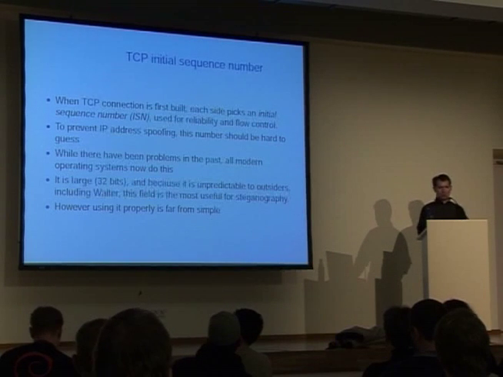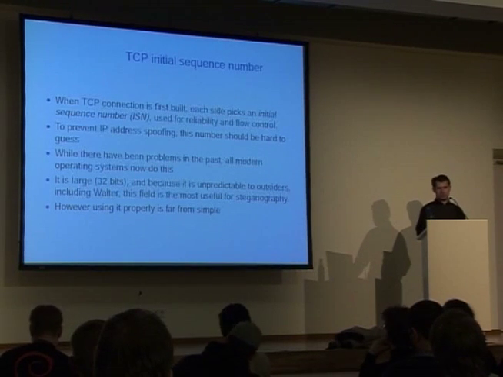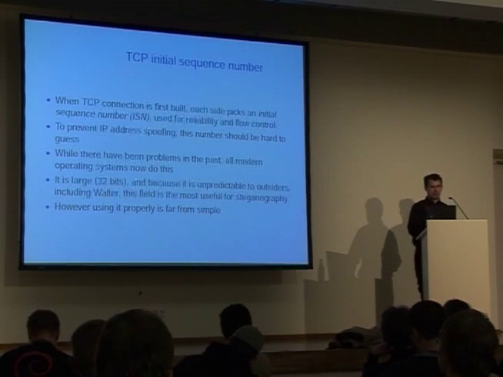The reason it might be useful for steganography is, firstly, it's big. It's 32 bits compared to the IP ID, which is only 16. And if it's unpredictable to everyone not involved, then it's also unpredictable to the warden. Remember, he knows the operating system, but he doesn't actually have access to the computer.